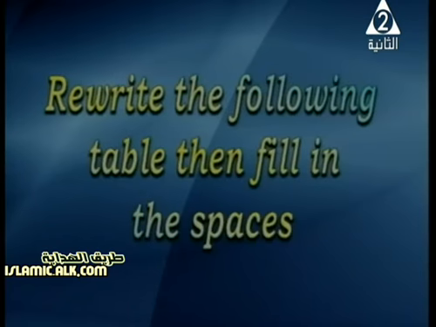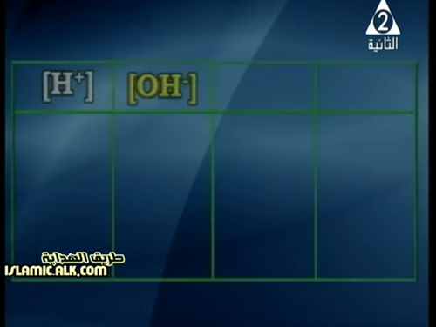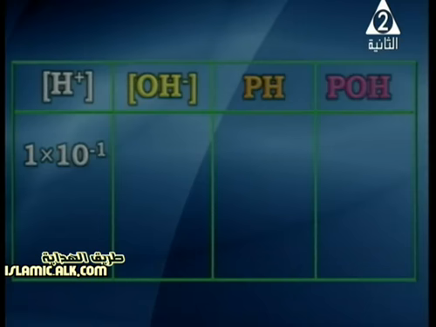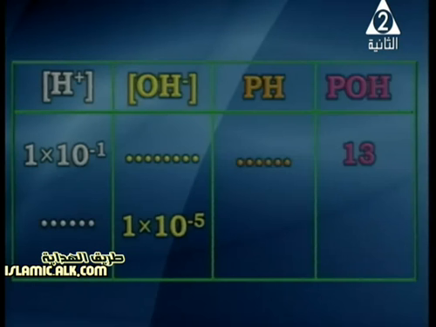Here, the next type of question, my dear students. Rewrite the following table, then fill in the spaces. Here the concentration of hydrogen ion, concentration of hydroxide ion, pH and pOH. Here the concentration of hydrogen ion 1 times 10 power negative 1. Here the concentration of hydroxide and pH and pOH. Here the pOH equals 13. Here the concentration of hydrogen ion and the hydroxide ion, here 1 times 10 power negative 5 and pH is 9 and the pOH is unknown.